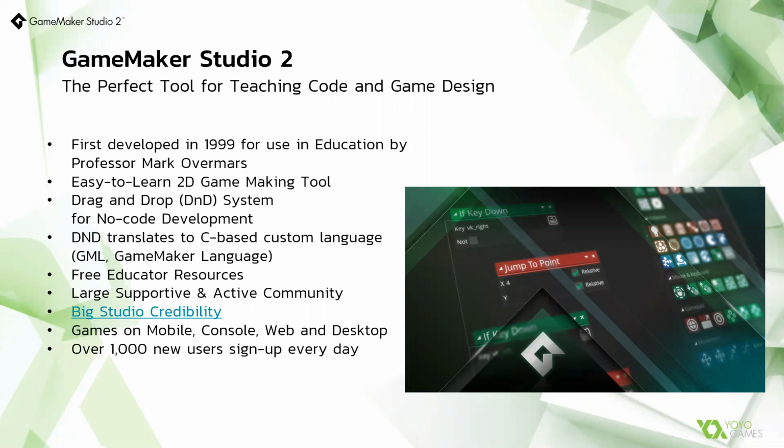It's an easy to use 2D game making tool. Being 2D is important because it removes much of the complexity. Drag and drop system for a no-code development. So students firstly understand the fundamental building blocks and can progress to pure coding when they're ready, letting them progress seamlessly without hitting a wall. Custom language, GML. This JavaScript-like language is based on C and designed to be easy to use for game design and simple to pick up.